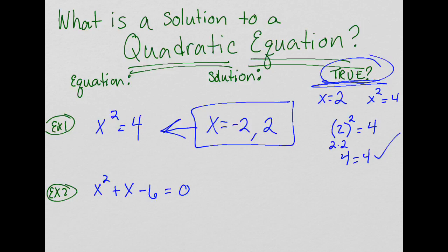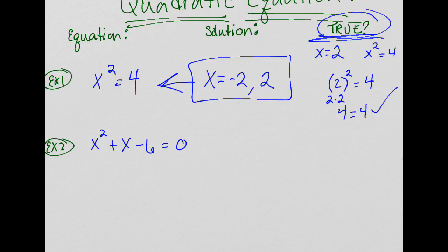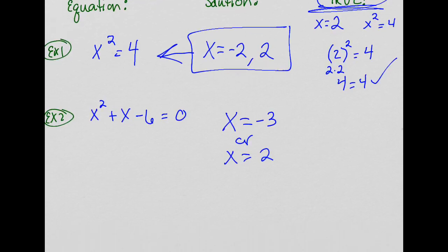So let's look at one a little bit closer to what we'll be doing when we're actually solving these. So we'll have the quadratic equation x squared plus x minus 6 equals 0. Notice it is in standard form already, equal to 0. So in this case, the two solutions are -3 or +2. So let's test them to make sure they're true.